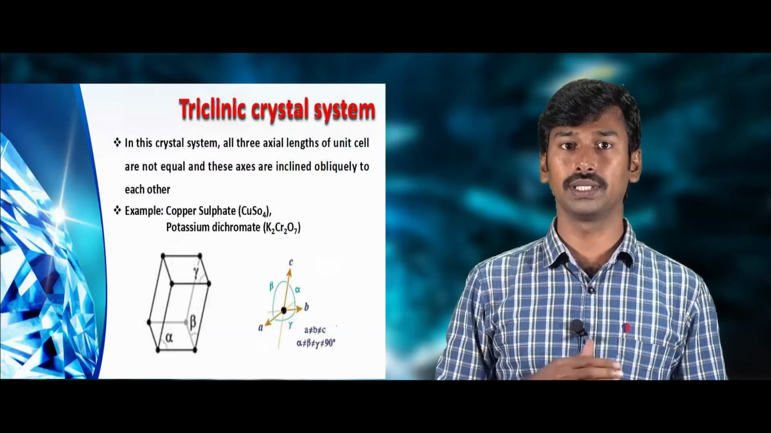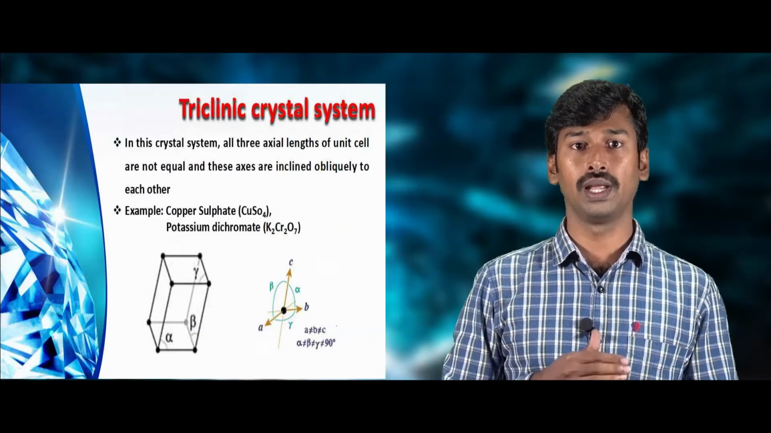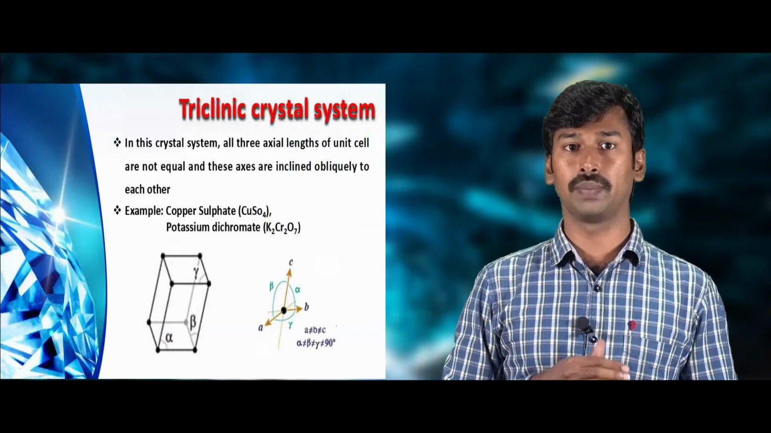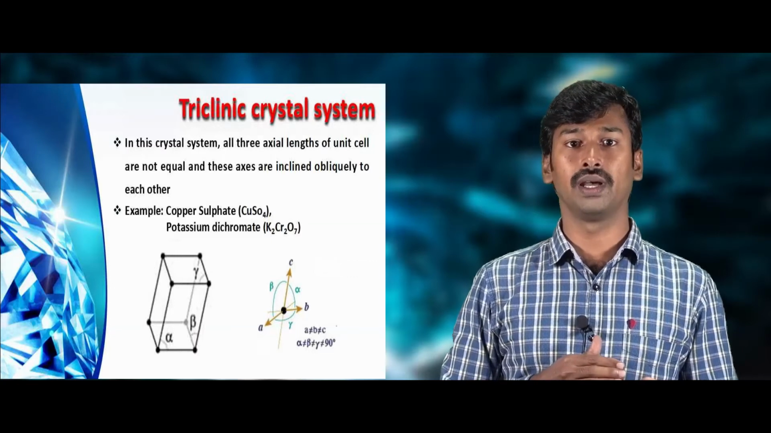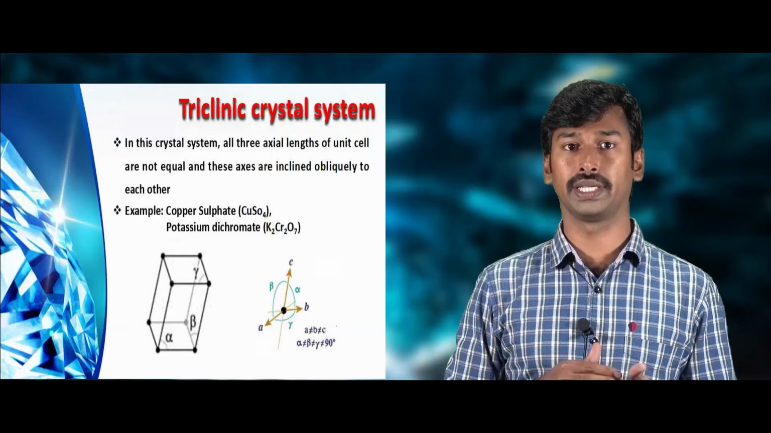Triclinic crystal system. In this crystal system, all three axial lengths of the unit cell are not equal and the axes are inclined obliquely to each other. Examples: copper sulfate, potassium dichromate. The figure shows the schematic representation of the unit cell where a is not equal to b, b is not equal to c, alpha not equal to beta, beta not equal to gamma, gamma not equal to 90 degrees.